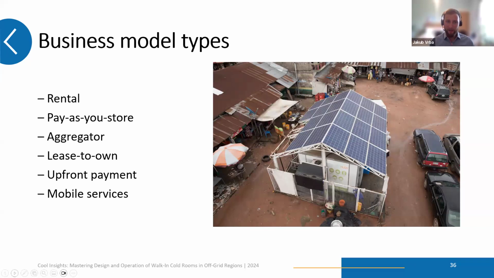Next one, we have the aggregate model. In this case, the cold room operator buys produce from smallholder farmers and sells it in bulk. The advantage is that it can attract higher prices because this entity has a much stronger negotiating position. They have aggregated the produce, and then they can sell to larger off-takers, for example supermarkets or potential exporters for export markets.